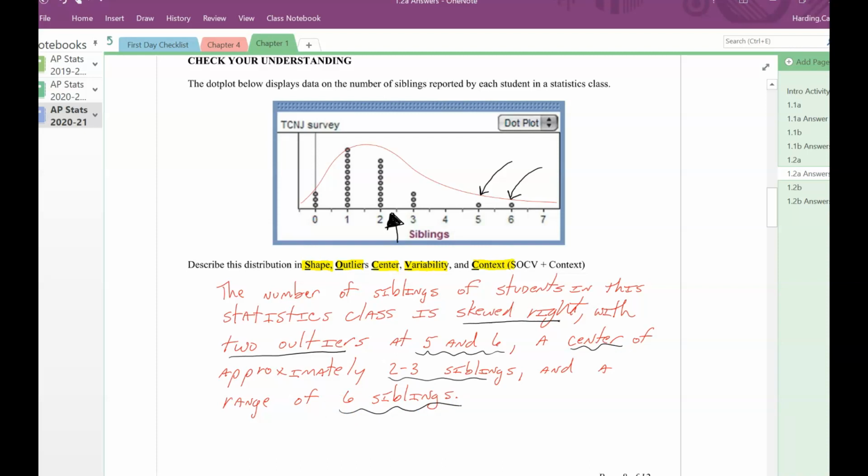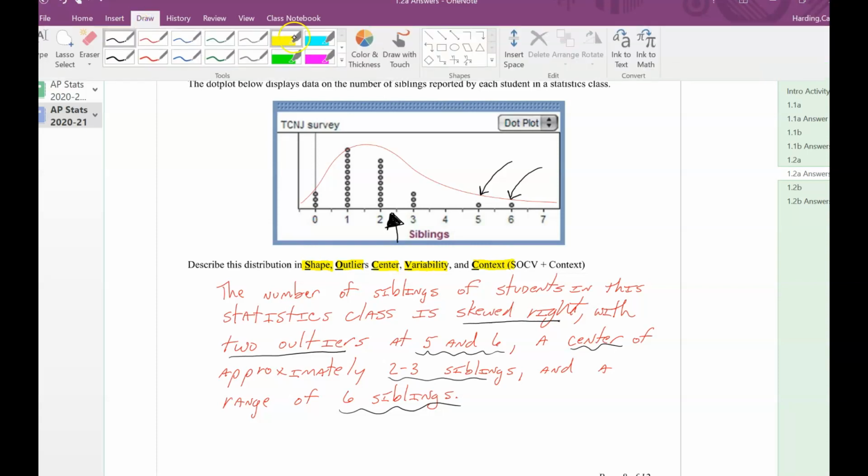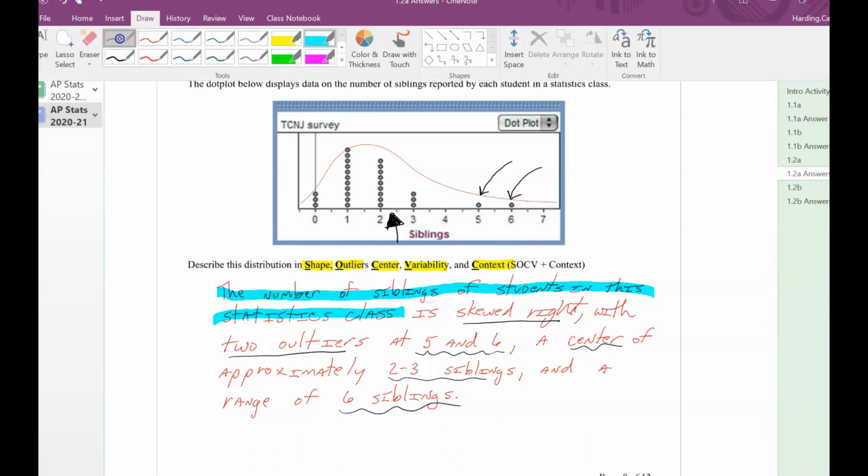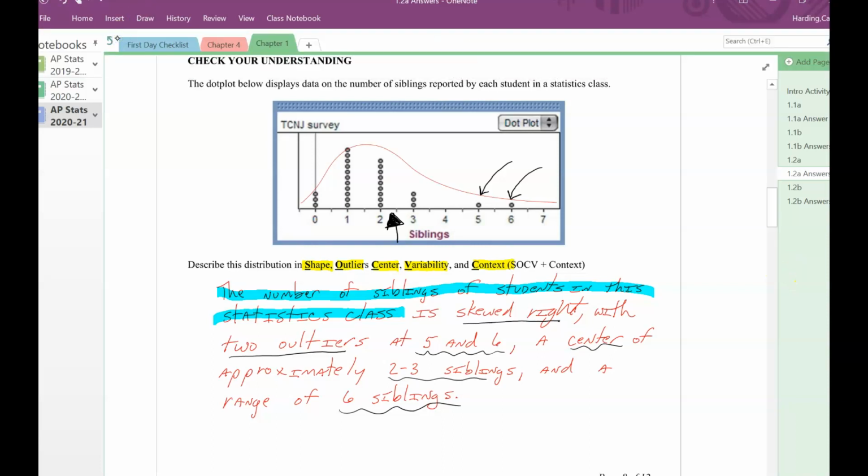One of the other things that is in here that's important for you to include is the context. And you can see that context was included here. The number of siblings of students in the statistics class. That's the context. Anytime you do not include context in the explanation or the description of a distribution, you will risk losing a couple of points. So make sure that no matter what you're writing about, you're always including the context.